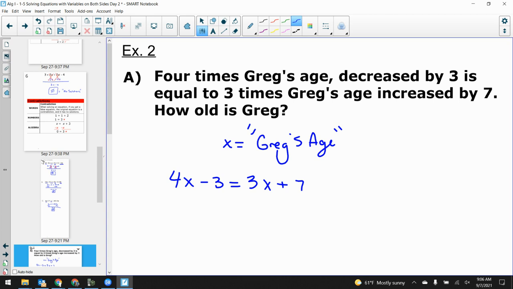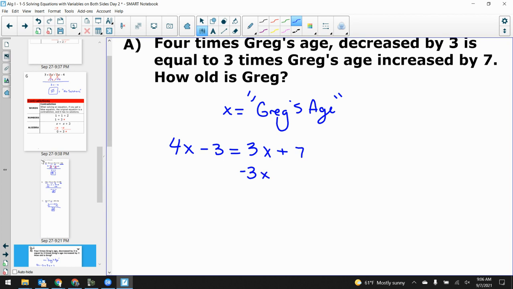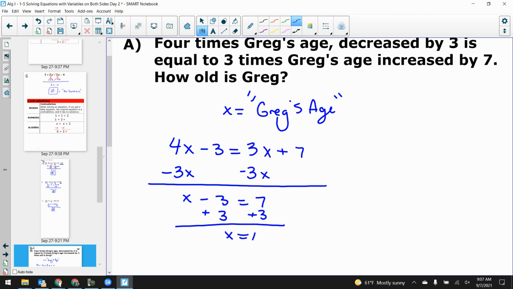And now, what's my little guy? The 3x. So let's move the 3x over to the left side by way of subtraction. So I get x minus 3 is equal to 7. Then I add the 3 to both sides. So x is equal to 10. So what's my response back to this question, Danielle? Greg's age is 10. Good. Greg is 10.